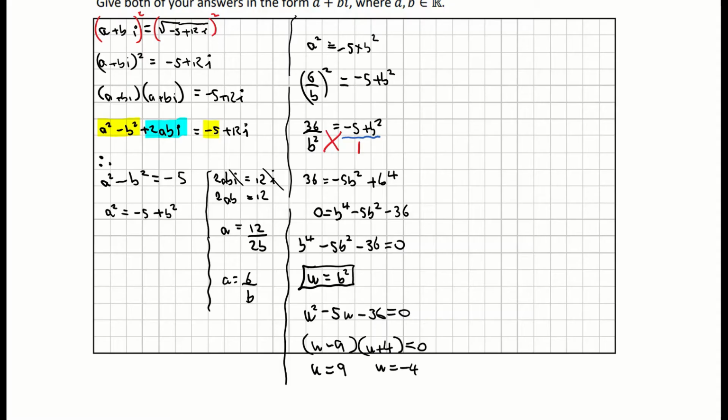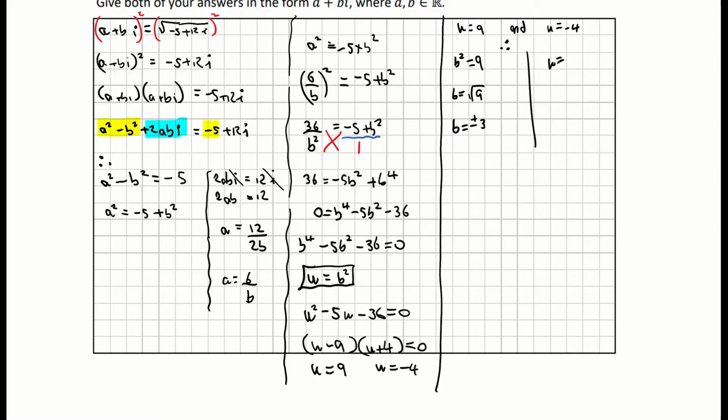Okay, so we have our values for u. I don't need the value for u, I need the value for b. So I'm now going to solve for b. So I'm going to come up here to the right hand side. So I have u is equal to 9 and I have u is equal to negative 4. So therefore, to find the value of b, don't forget that u was b squared. So that means that b squared is equal to 9. So b is equal to the square root of 9. So b is equal to plus or minus 3.